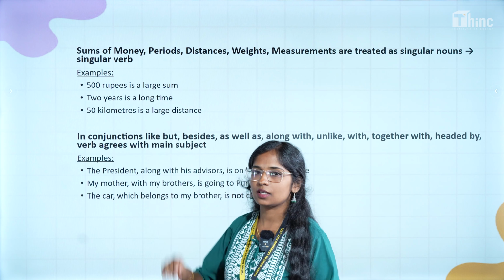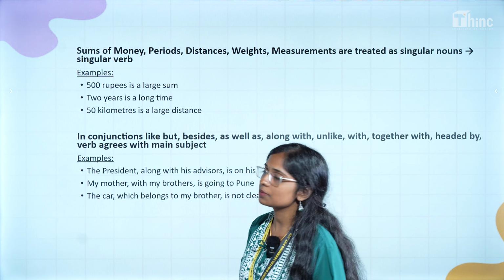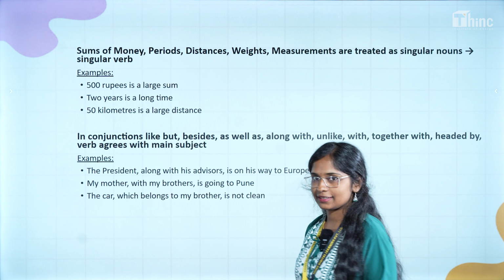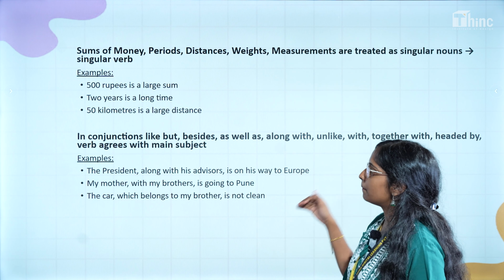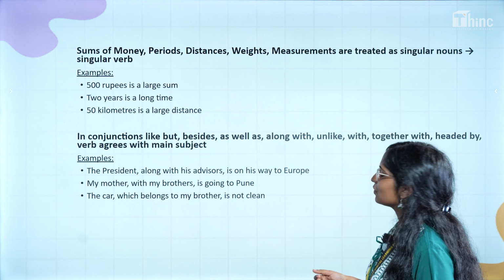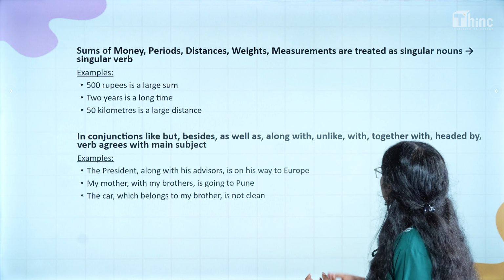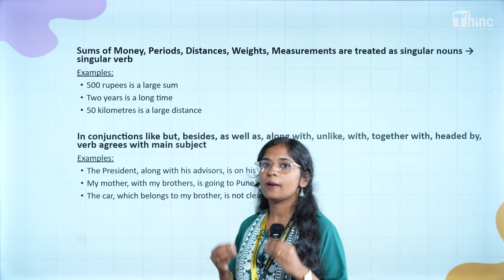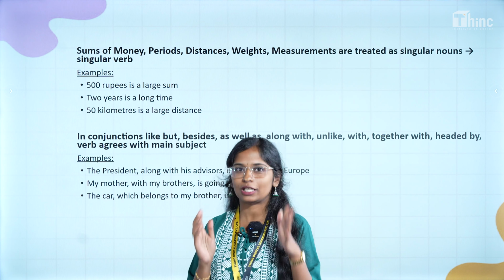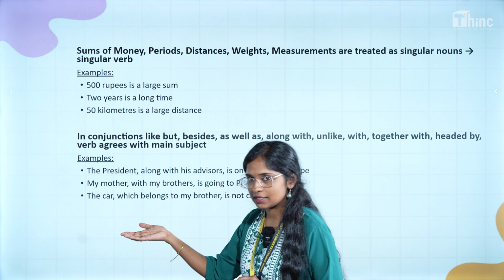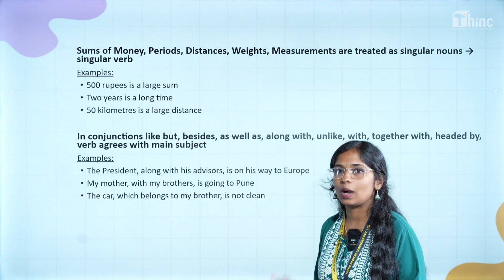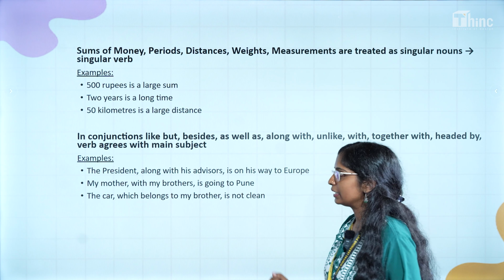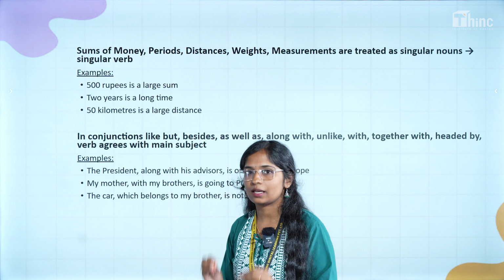These units, when it comes to rupees, measurements and weights, we use a singular verb. Next, in conjunctions like but, besides, as well as, along with, unlike, with, together with, the verb agrees with the main subject. We look at the example. The president, along with his advisors, is on his way to Europe. We have to look at the main subject here.